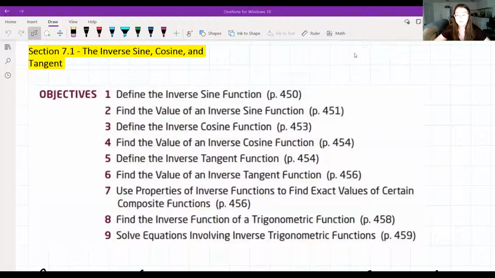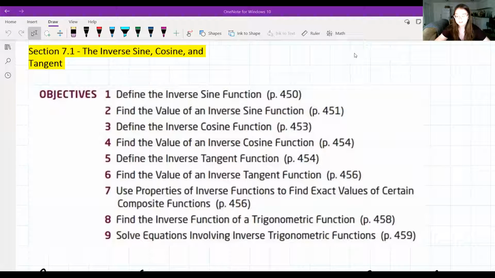Second, find the value of the inverse sine function. Third, define the inverse cosine function. 4, define the value of an inverse cosine function. 5, define the inverse tangent function. 6, find the value of an inverse tangent function. We're seeing a bit of a pattern here.